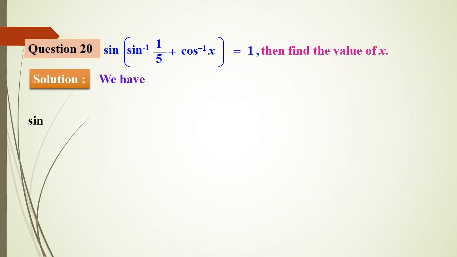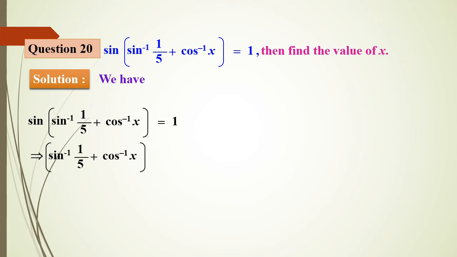In this question, find the value of x. Sine of sine inverse 1 by 5 plus cos inverse x equal to 1. Next, you consider the given full term. Sine of sine inverse 1 by 5 plus cos inverse x equal to 1. Now, sine inverse 1 by 5 plus cos inverse x, write as it is, sine you take to the right hand side. So it will be sine inverse of 1. Sine inverse of 1 in the sense how much it is? Pi by 2.